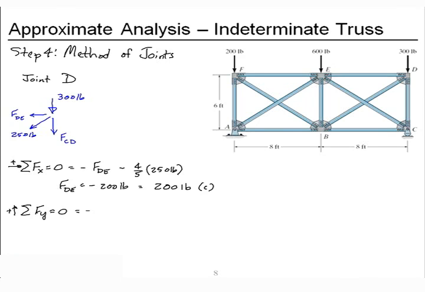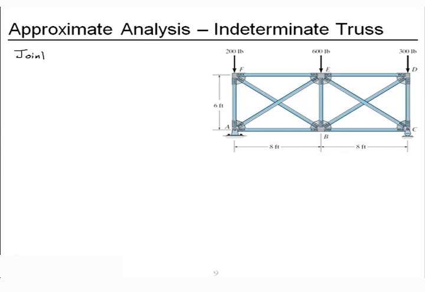Okay. Now, forces in the Y. We have the 300 pounds applied load down. We have a contribution from the diagonal, and that's 3/5 of its total. And we have our unknown force in member CD. Put them all together. I'm going to get a negative again. And this is 450 pounds. Or the other way to say it is 450 pounds in compression.